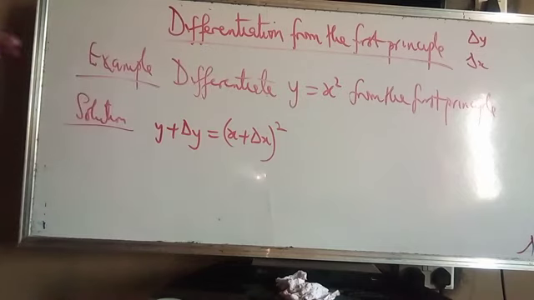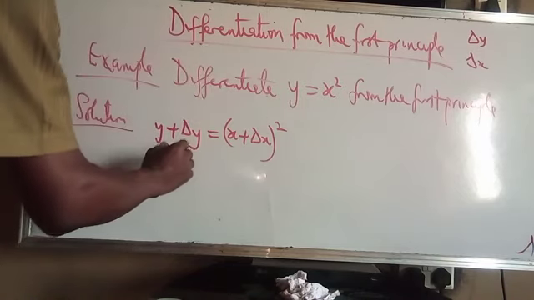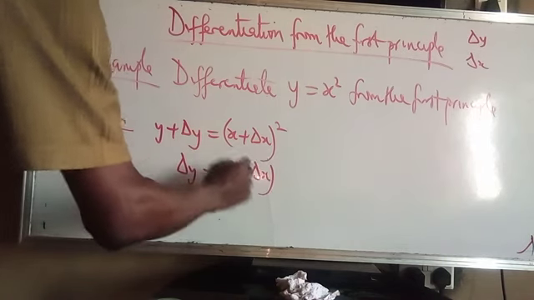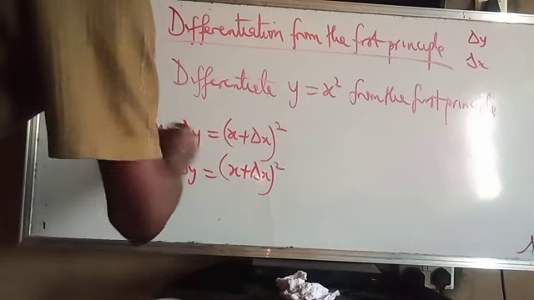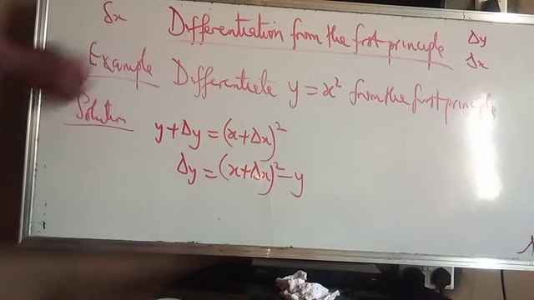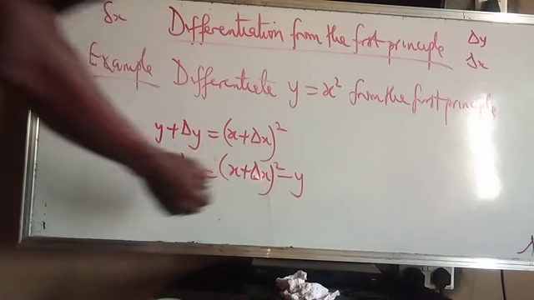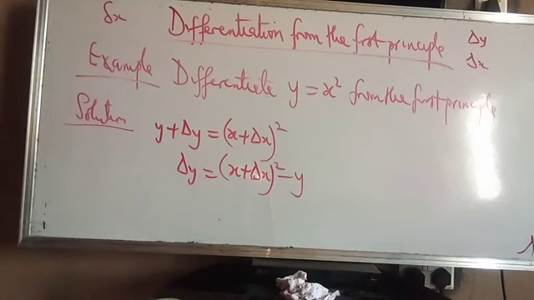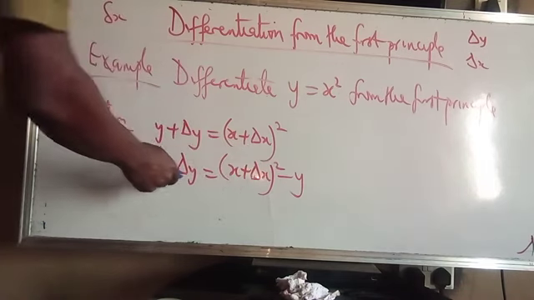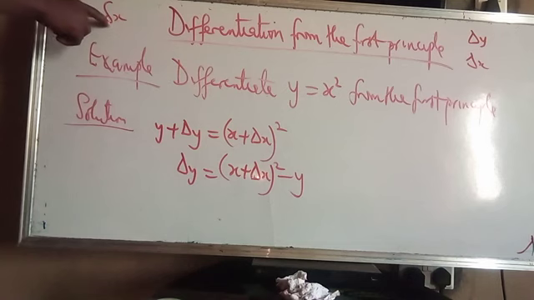So now from here, you can say delta y now will be (x plus delta x) squared minus y. The delta I am writing here is not the delta we are familiar with. It is like nabla. It's an operator. I can call it delta temporarily, but it's still the same thing as nabla. It's a differential operator. It means change in x, change in y. Okay, this is actually delta.